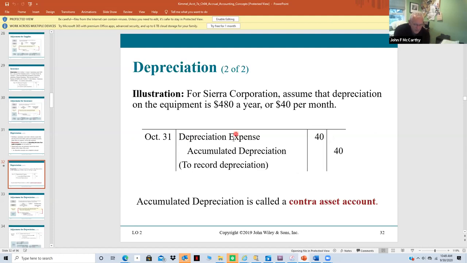And again, we recognize an expense, and instead of crediting the asset here, as we've talked about, we credit accumulated depreciation, which is a contra asset, all right? And so here they give you the base case, that they calculate that the depreciation is $480 a year or $40 a month. That's because 480 divided by 12 is 40. So they record a month of depreciation expense and a month accumulated. Depreciation expense goes in the income statement. Accumulated depreciation is a contra asset that reduces the value of the asset in the long-term asset section of the balance sheet.